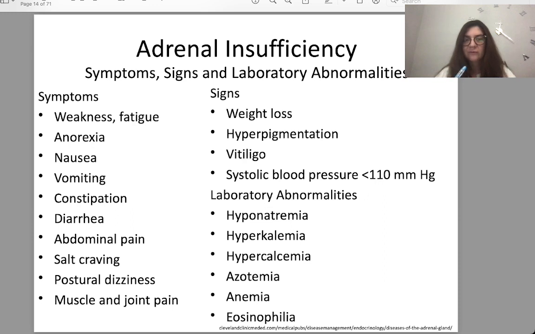Signs. What can we find during examination? It is weight loss. It is hyperpigmentation of skin. It is vitiligo. And usually in such patients, systolic blood pressure is less than 110 millimeters of mercury. Laboratory abnormalities. They are very typical for adrenal insufficiency and usually include hyponatremia, hyperkalemia, hypercalcemia, azotemia, anemia, and eosinophilia.